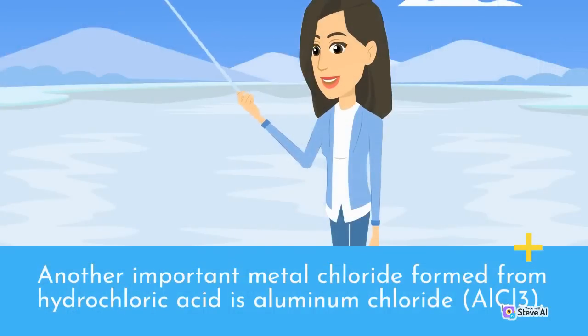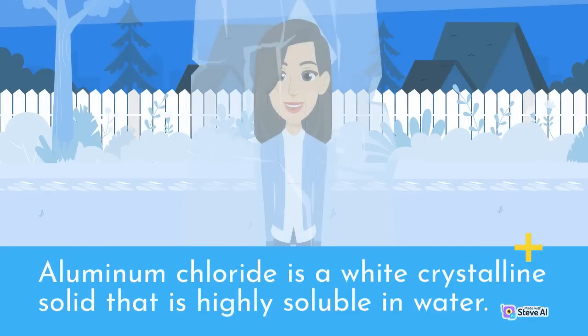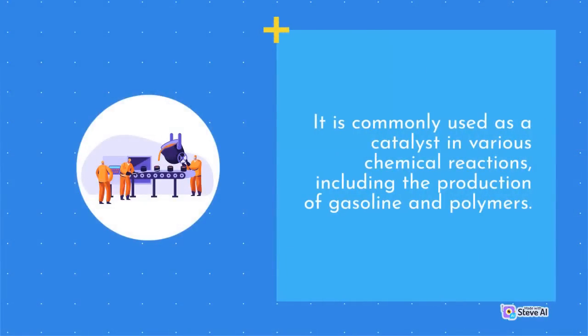Another important metal chloride formed from hydrochloric acid is aluminum chloride, AlCl3. Aluminum chloride is a white crystalline solid that is highly soluble in water. It is commonly used as a catalyst in various chemical reactions, including the production of gasoline and polymers.